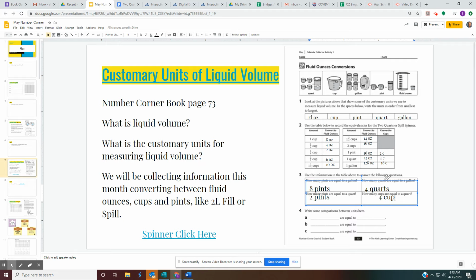All right, so that about does it for today. Hopefully everything's going well for you. This is the end of day 3. If you have any questions on any of this page, this is going to come in real useful, so make sure that everything is filled out for when we do our 2-quart fill or spill portion of our number corner.